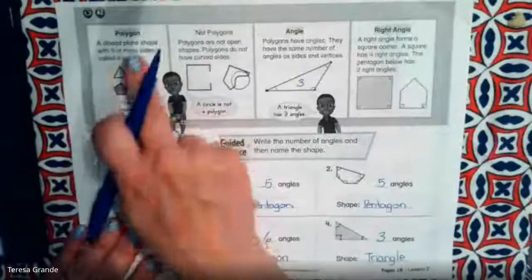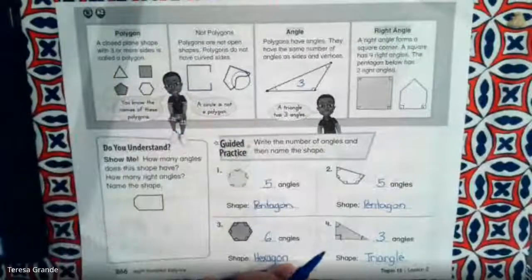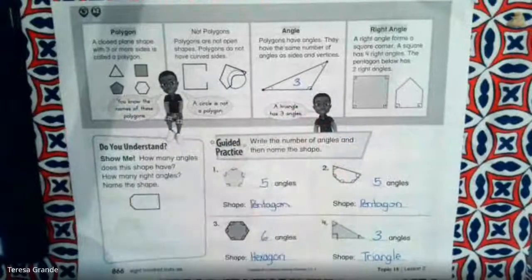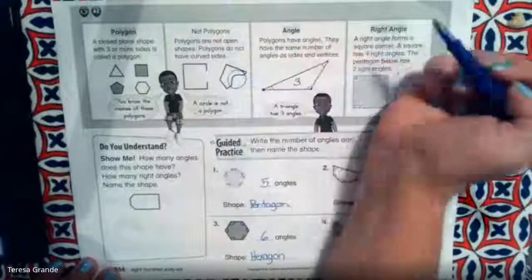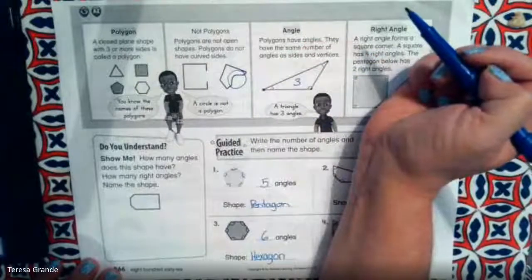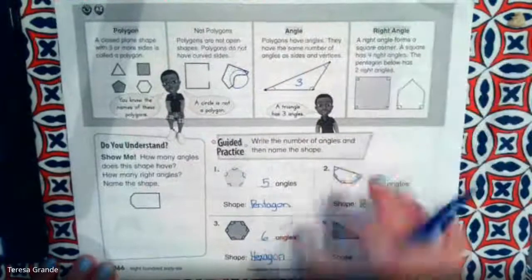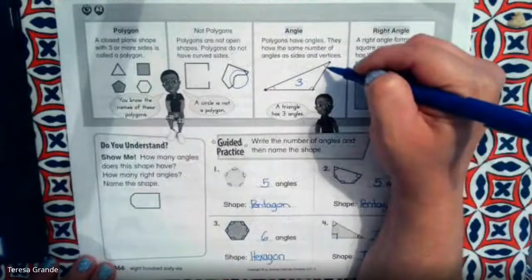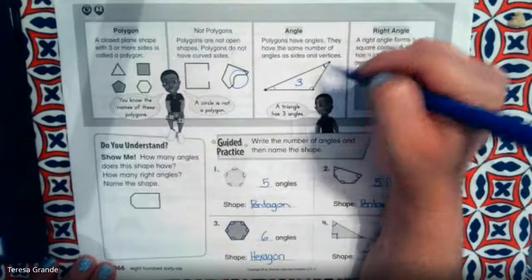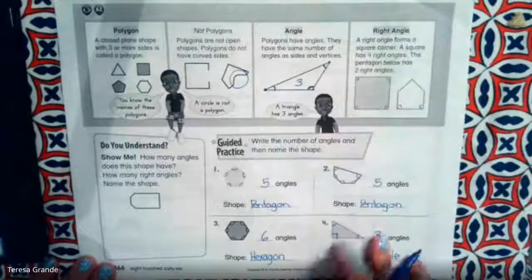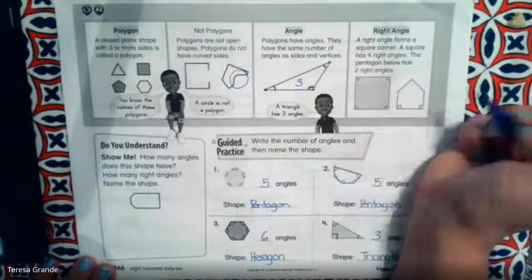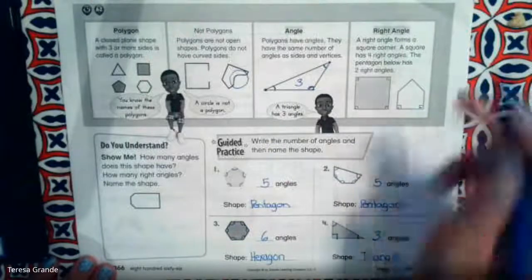Okay, 2nd grade. So quickly to review, a polygon is a closed plane shape. It has 3 or more sides. They are not open figures and they cannot have a curved line. Okay, this is an angle. An angle is the space here where the lines meet. Okay, and a right angle makes a square.